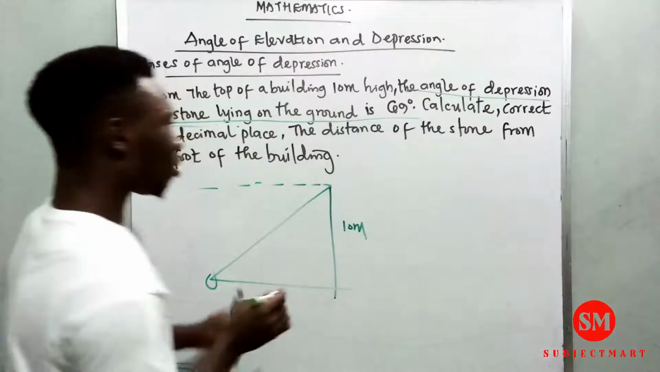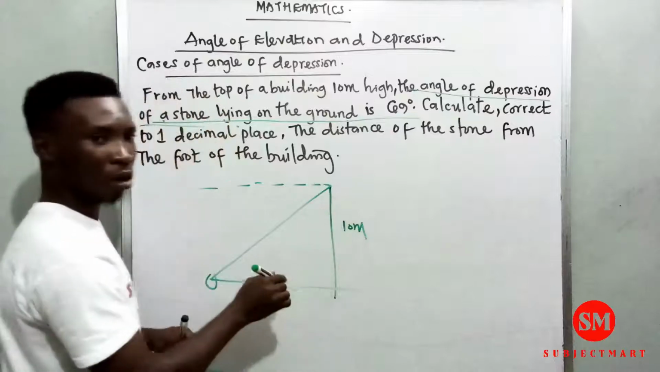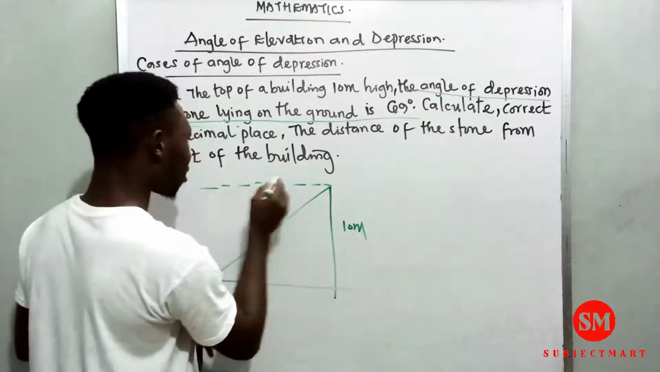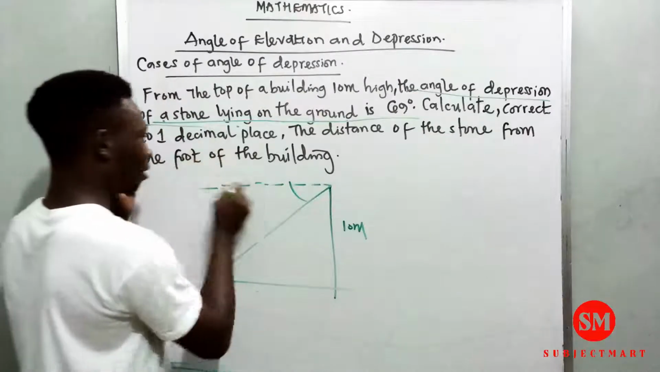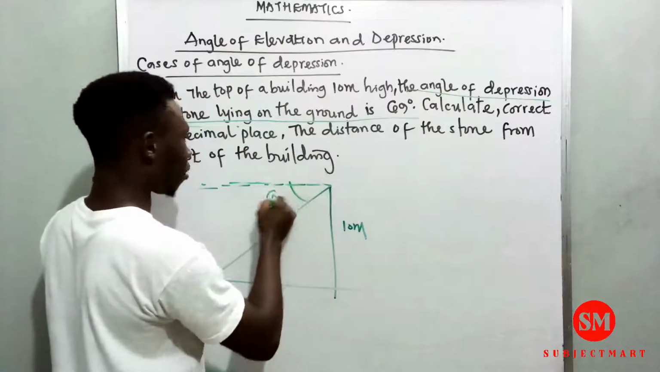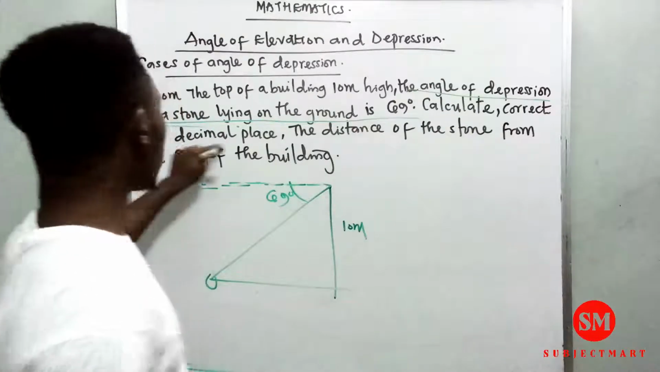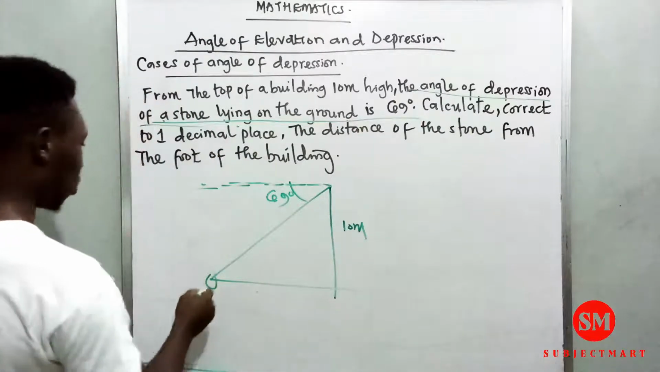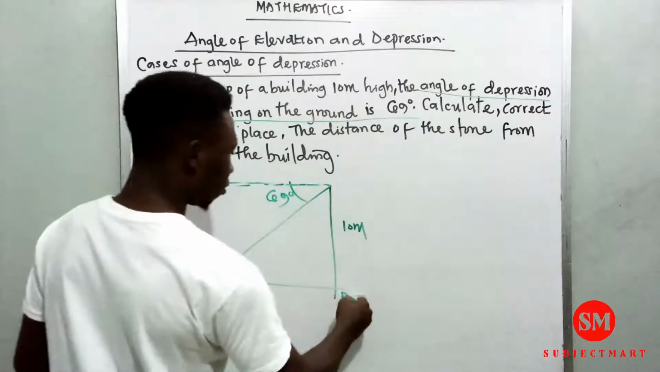Now, the angle of depression is quite different. If you mark it in here as 69, you will be wrong. So you mark the external angle with your upper part. Now, this imaginary part becomes 69 degrees. So they say, correct to 1 decimal place, the distance of the stone. Now, this is the stone, and this is the building.